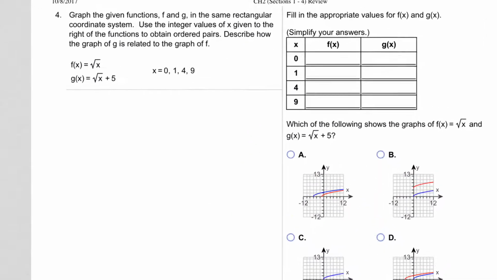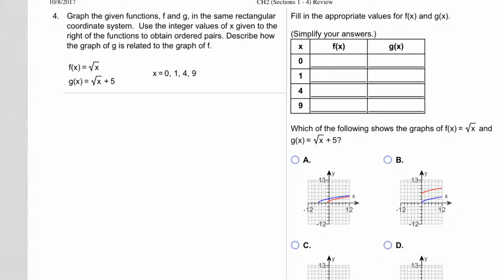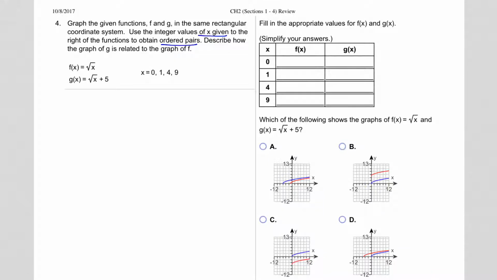Okay, let's go to number 4. It says graph the given functions f and g in the same rectangular coordinate system. Use the integer values of x given to the right of the functions to obtain ordered pairs. So we need ordered pairs. We have x values already given. Describe how the graph of g is related to the graph of f. So here are our given values, which are already put right there.